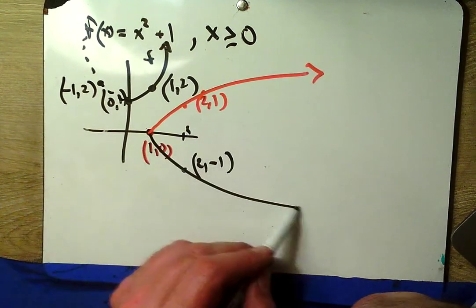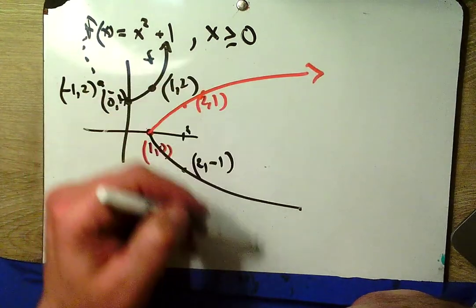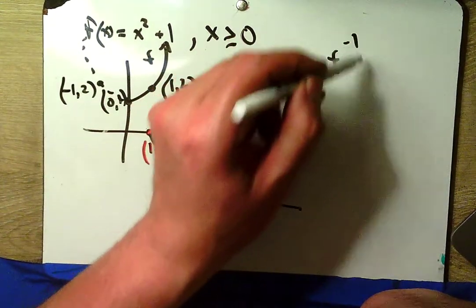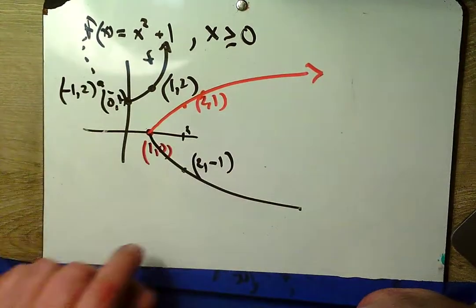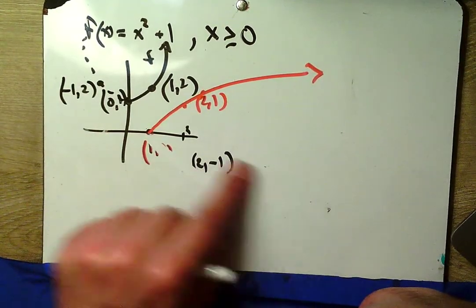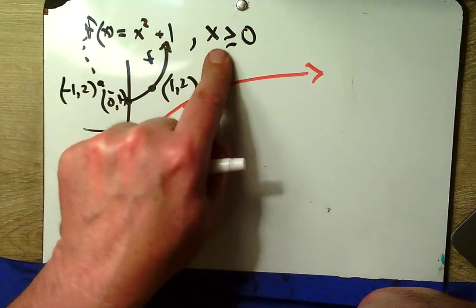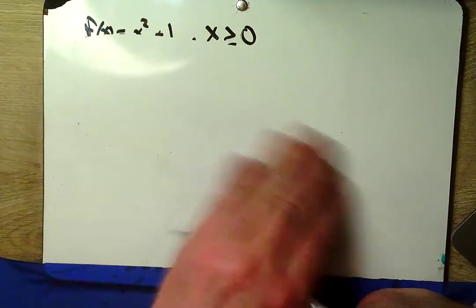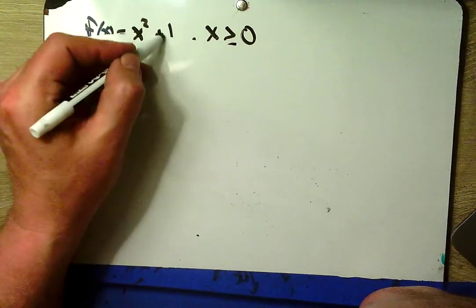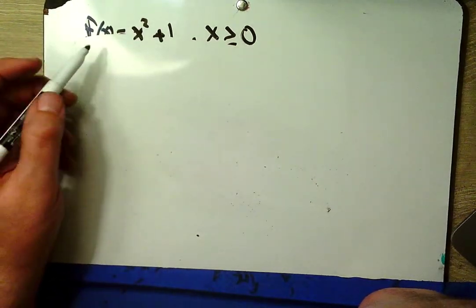And look, I failed the vertical line test. So even though this wants to be the inverse function, yeah, sorry, it's not a function. And so, no. And that's why we need this. Okay? Let's try actually making the inverse here algebraically.